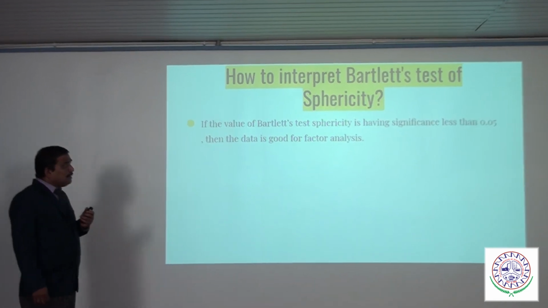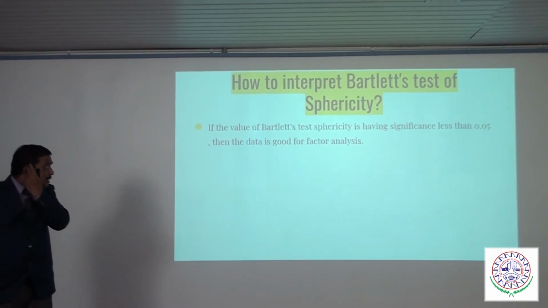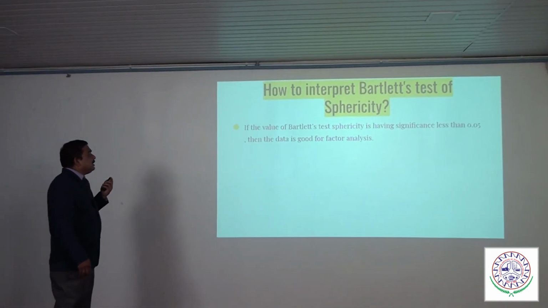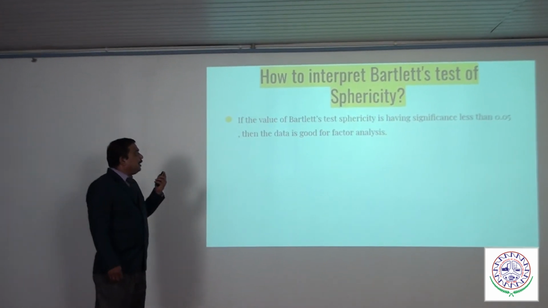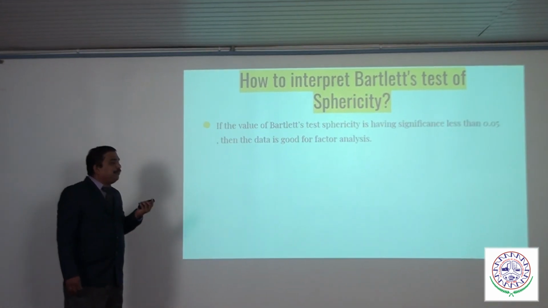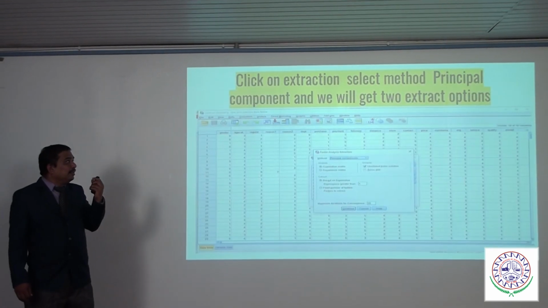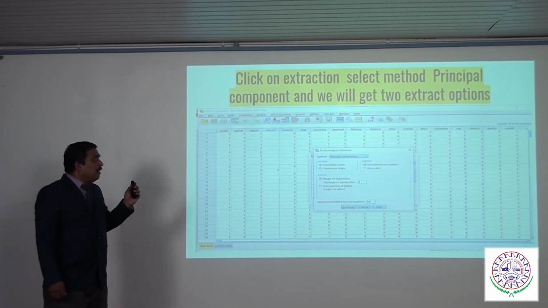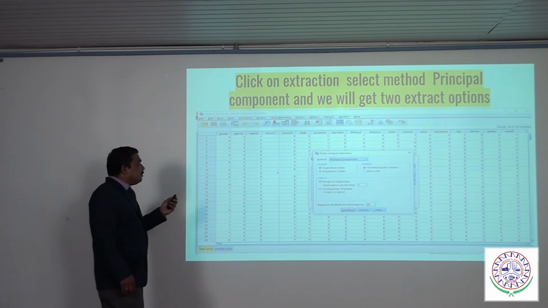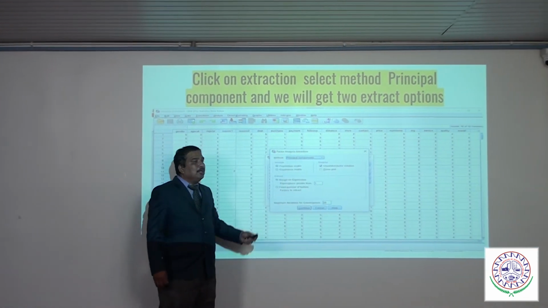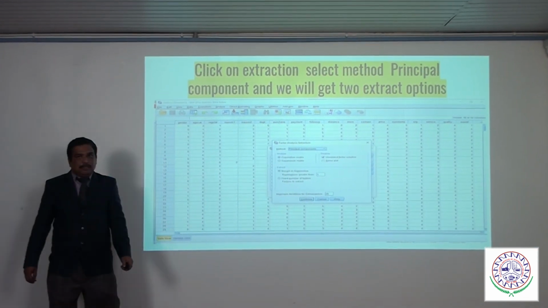What is the Bartlett's test of sphericity? It says that if the significance is less than 0.05, then the data is good for factor analysis. Now I'm coming back here to Factor Analysis, Extraction. What method of extraction are we using? Most people use principal components.